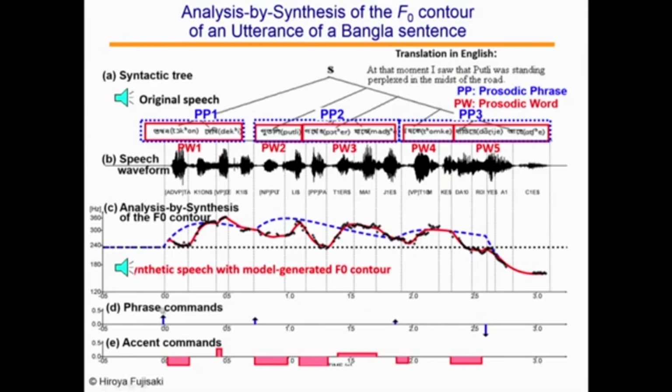Once I put in the phrase command, the blue line comes, which is the phrase command. The black straight line is the baseline, and after putting in the accent command, you see the red line is generated. So, this red line is actually the synthesized F0 contour. Now I embed the synthesized F0 contour on the original speech, and you can hear how the synthesized speech sounds like this.